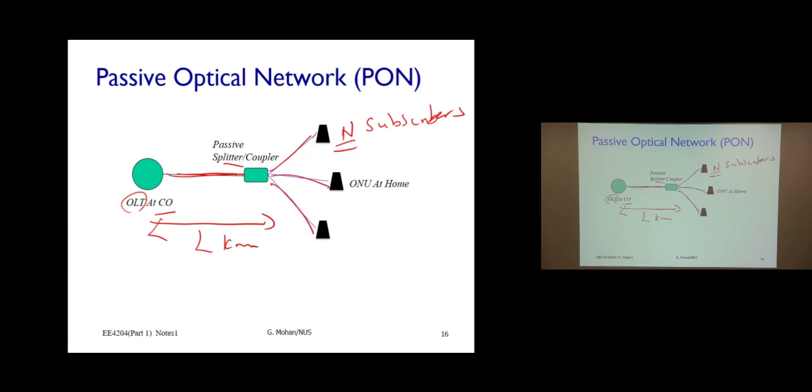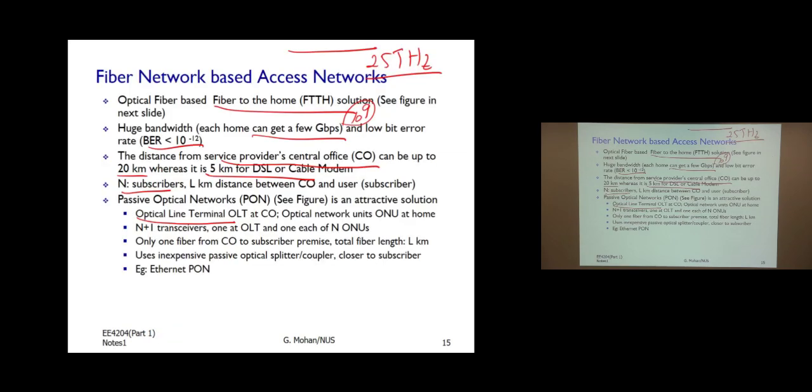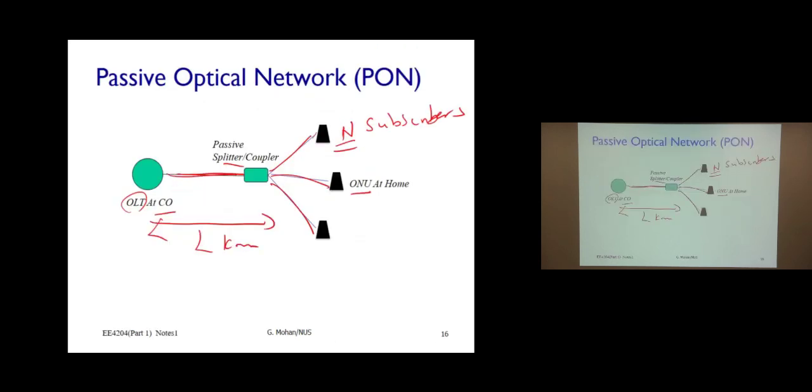At home, we have an optical unit called the optical network unit, ONU. Commercially they call it ONT, if I am not wrong. If you subscribe to fiber broadband, they provide an ONT, some box. We call this an ONU, optical network unit. So every home has an ONU.